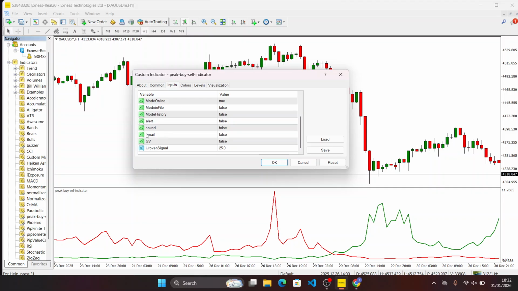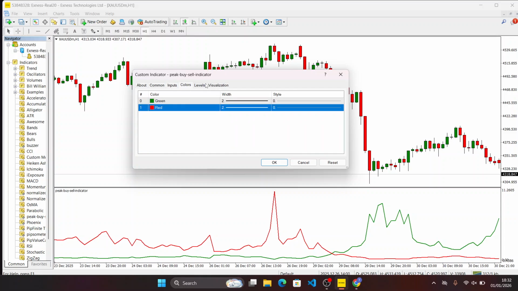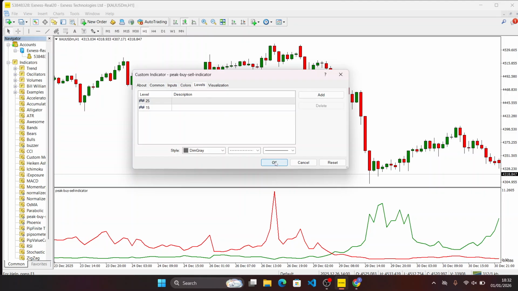It also has alerts, sound and email, and it also has the signal level, which is this, and the GV, which is the global variable, and you can also adjust the colors or the levels as you see fit.